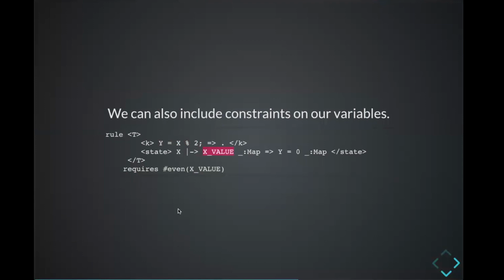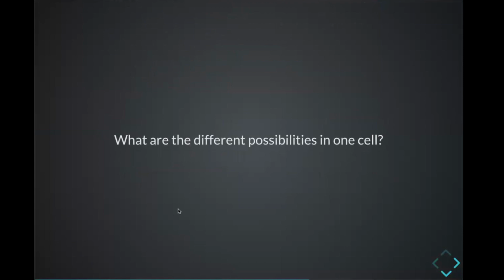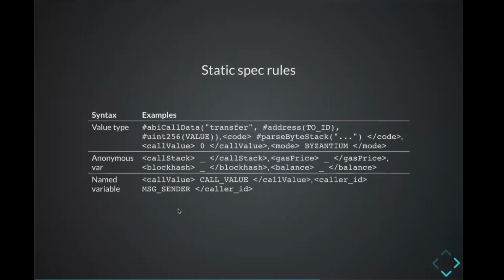Very important. Okay, let's go a little bit deeper. So what are the different possibilities in one cell? The most popular are either static spec rules. By the way, I made this word up, static spec rule, but I think after I explain it, you will see why it makes a lot of sense.